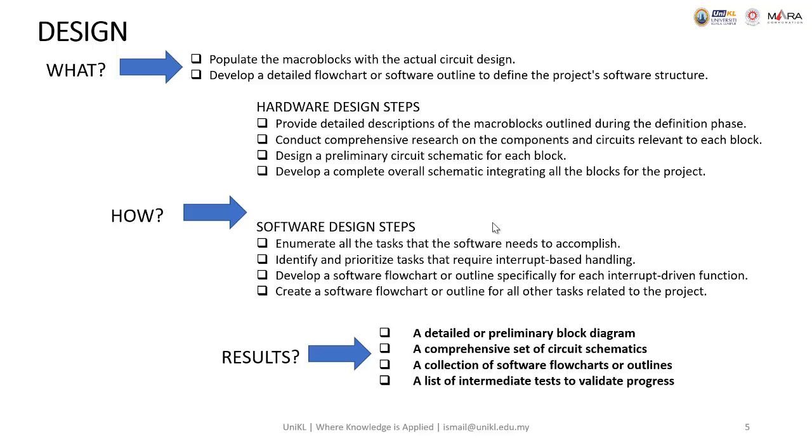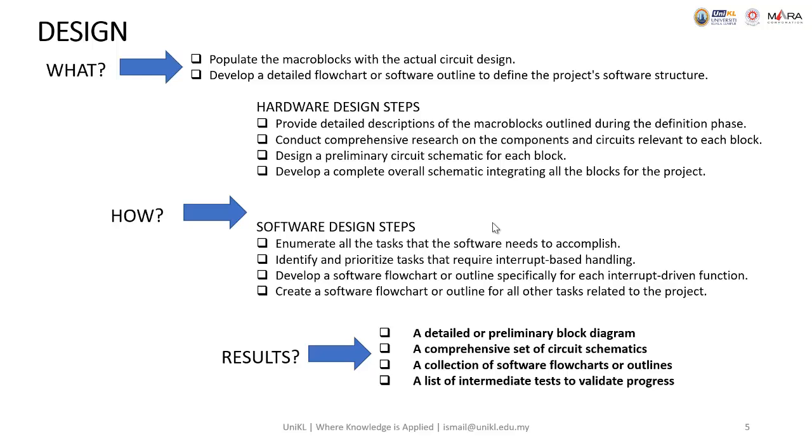So we have the hardware design steps, which provide a detailed description of the micro block outline from the definition phase. Conduct comprehensive research on the components and circuits relevant to each block. Design a preliminary circuit schematic for each block. Develop a complete overall schematic integrating all the blocks for the project. While you design the preliminary circuit schematic for each block, please simulate it, or find out from Google the correct circuit and prove it, right?